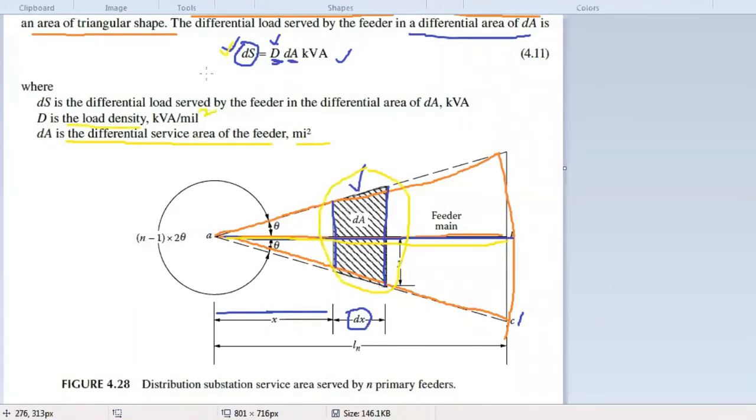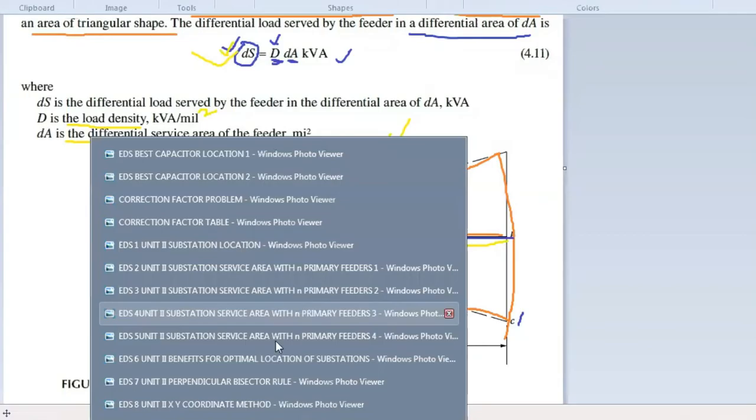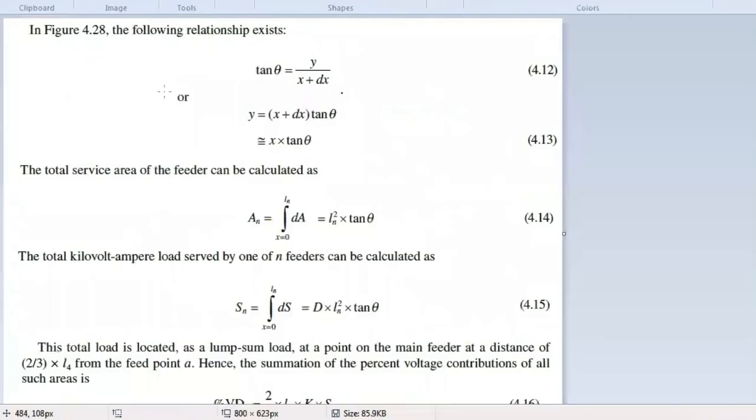Now in this manner you can find out what is the load. Because you cannot find out the existing load in an entire area, for that we have taken one strip of area. In that we have calculated what is the differential load served by the feeder. Now you can extend this differential load to find out the total load in that triangular shaped service area, followed by this derivation.